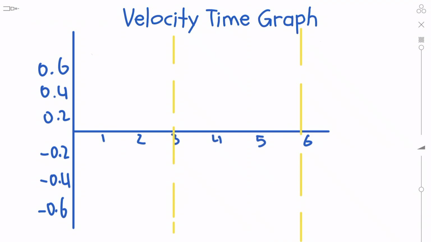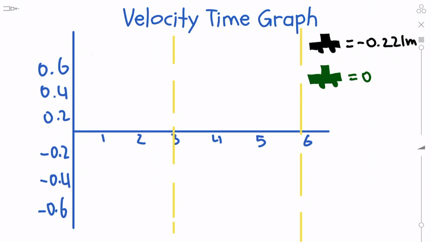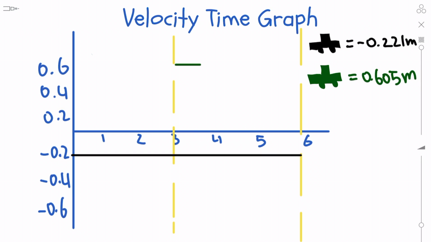The slow car had a velocity of negative 0.221 meters per second, while the fast car had a velocity of 0.605 meters per second, starting 3 seconds after the slow car. The zero slopes of these lines show that these cars had a constant velocity for the duration of their travel.